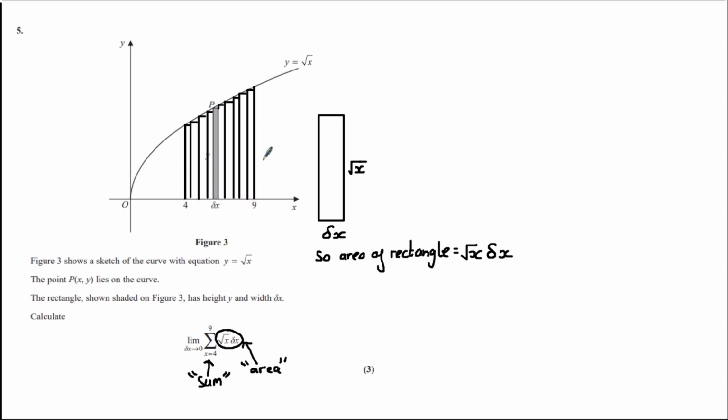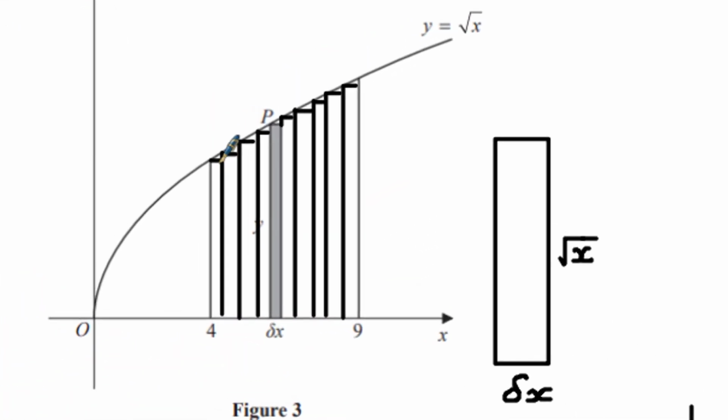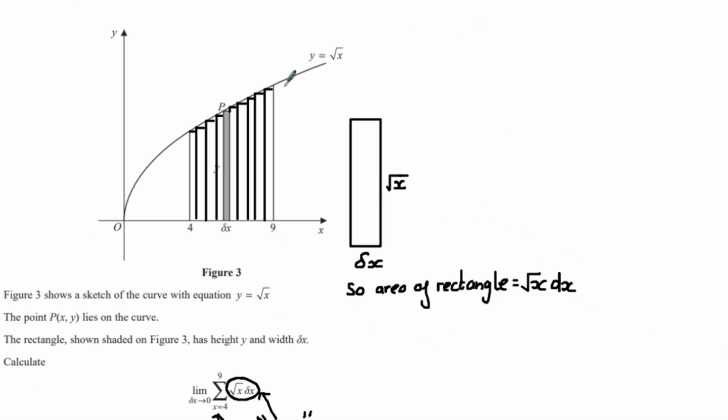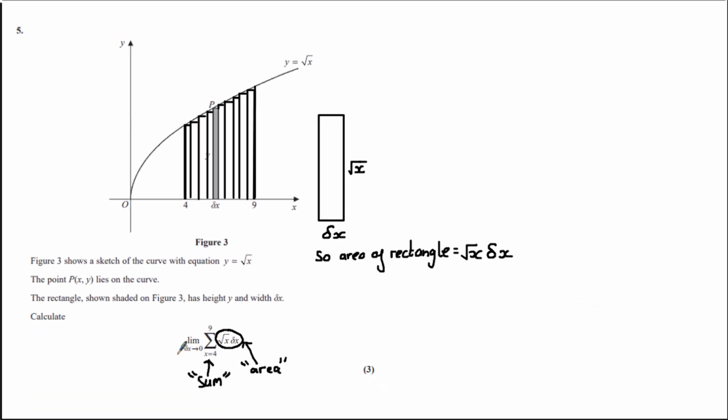Now looking at this, the sum would be close to the area under the curve from x equals 4 to 9. But if we look closer, we can see that it's not going to exactly be equal to the area under the curve, and that's because the curve goes over the rectangles. But consider the last part, which asks us to take the limit as delta x goes to 0. What does that mean? And how will this affect our calculation?